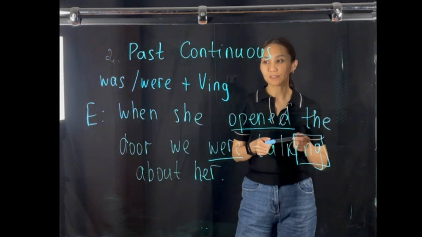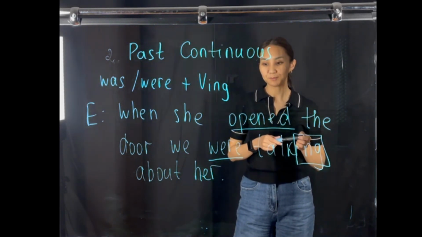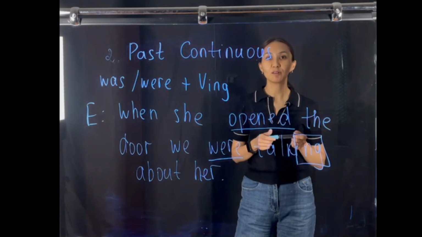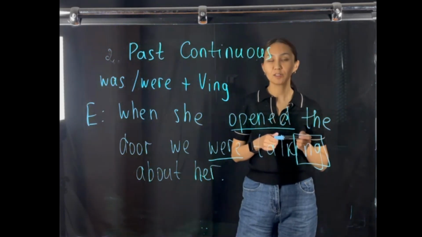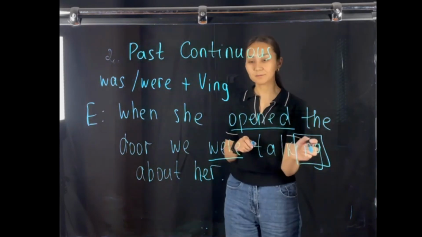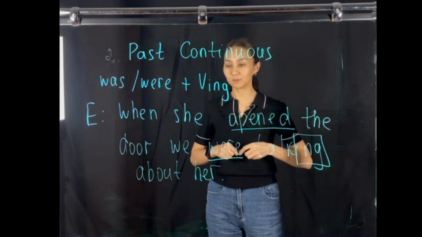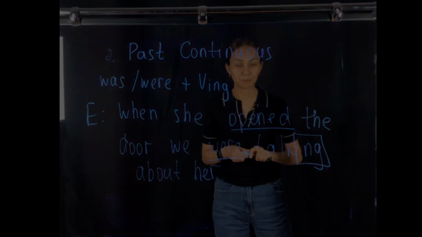So here is another example. When she opened the door, we were talking about her. So here is also a longer action interrupted by shorter action in the past. We were talking in the past continuous, and she opened the door in the past simple.